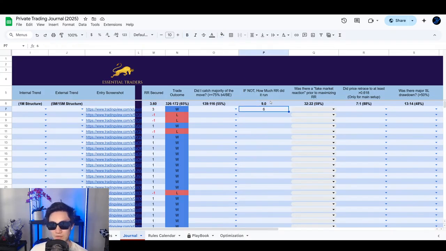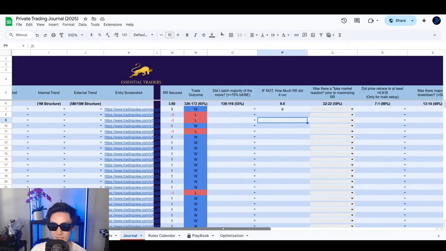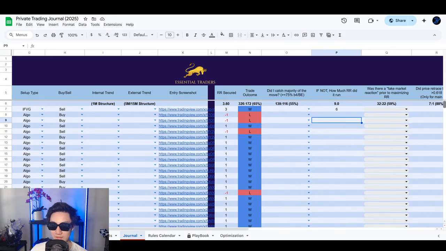And you may think this is so high, but it makes sense. And the reason why is because of my entries. My entries are extremely precise. My stop loss is very small. So it's very easy for me to get a 3.6 risk reward secured average. And hence why 9.0 is not anything crazy for my strategy. Now, someone that's trading with a very wide stop loss, of course, that is pretty crazy, right?